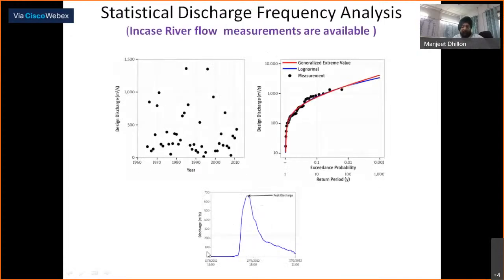What is to be understood is that this is basically the statistical discharge frequency analysis. These are the values of peak discharge. This is wrongly written as design discharge. Actually, these are the peak discharge values over the years, and then we try to fit a probability distribution to them. It could be log normal or generalized extreme value, or Gumbel distribution or whatever, with exceedance probability on this side and design discharge on this side. So we take peak discharges here, and this is one way of finding the flood design discharge.